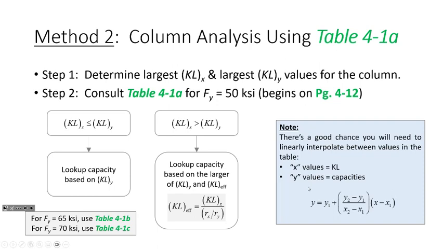Now, what's going to happen more often than not is that when you are looking up capacities, you're going to be looking up capacities between rows. So you're going to be looking up a capacity for a column that has an effective length of 15.436 feet. And there is no listing for 15.436 feet, but there is a listing for 15 and there is a listing for 16. So what do you do?